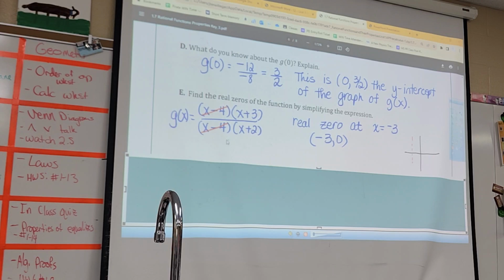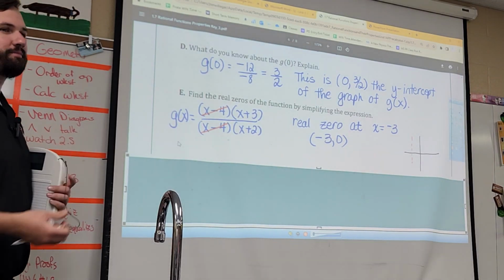And what's the last one? Ooh. Based on the table, can I find where g of x is greater than 0?